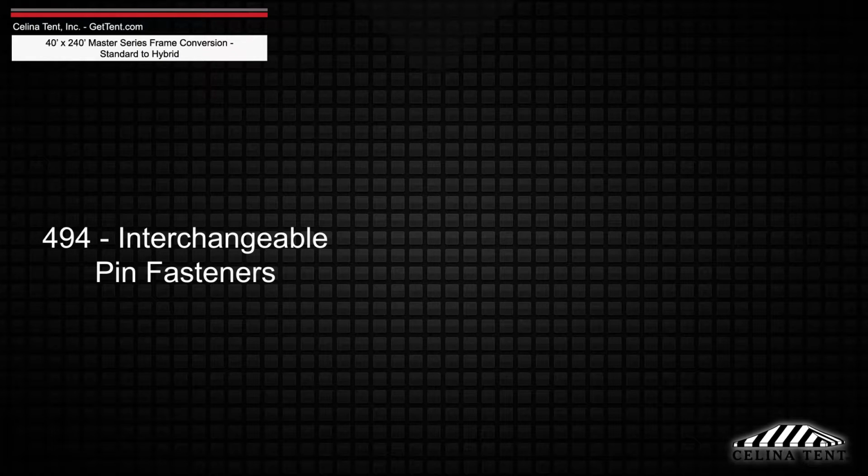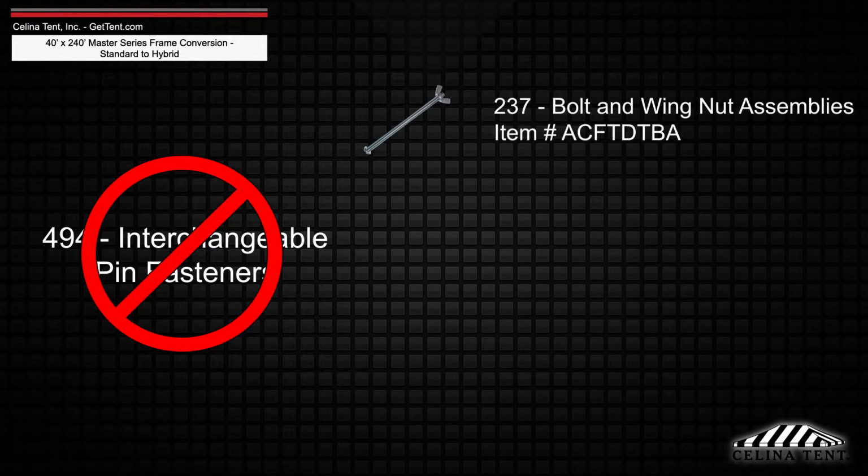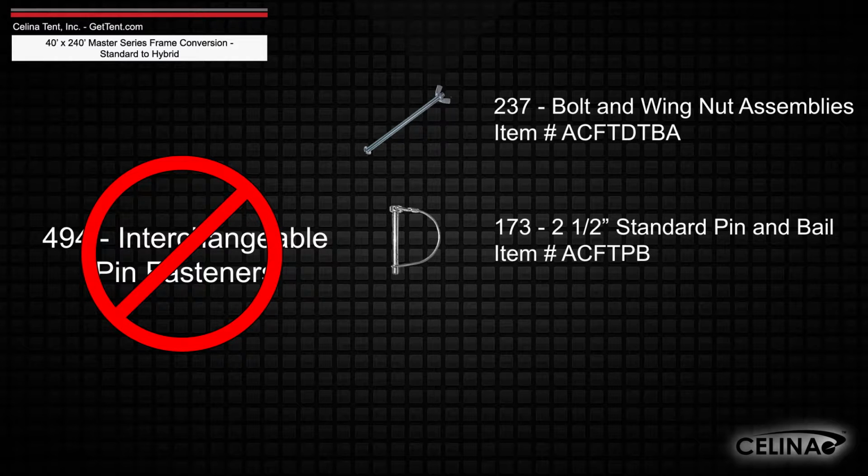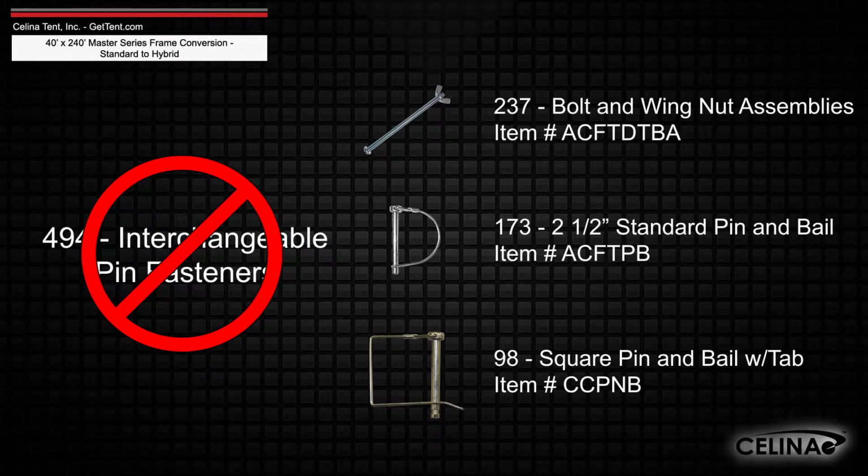Interchangeable pin fasteners will need to be replaced with 237 bolt and wing nut assemblies, 173 2.5-inch standard pin and bail, and 96 square pin and bail with tab.